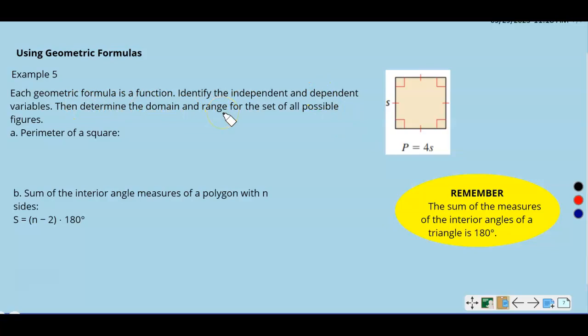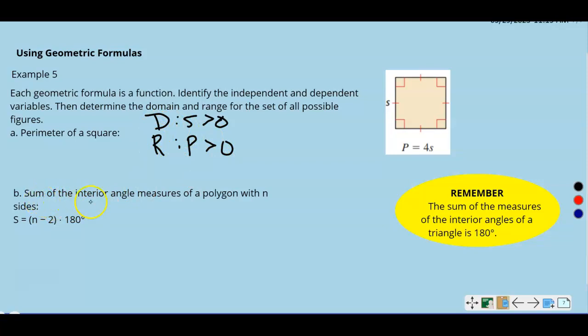Then it says determine the domain and the range. The domain is your S, so it's going to be all S greater than 0. You can't have a negative distance, and you're not going to have a square if you don't have anything greater than 0. Your perimeter is your range, and it also has to be a positive number, so it has to be greater than 0. It can't be 0 and it cannot be a negative number.